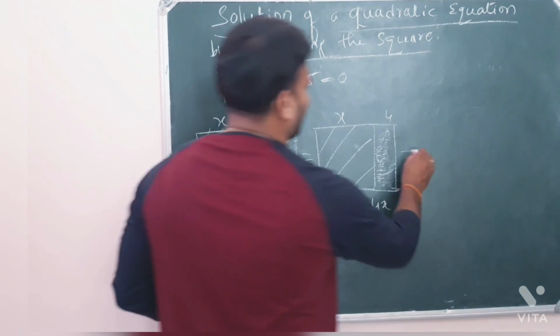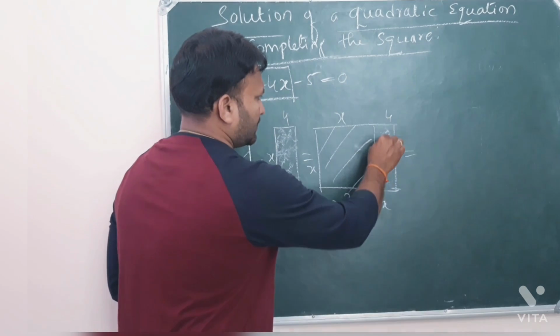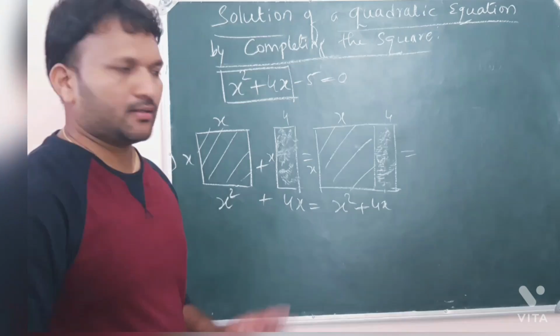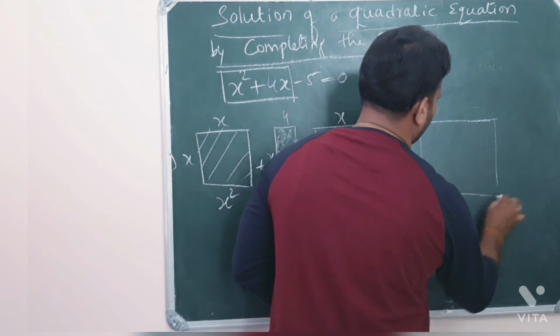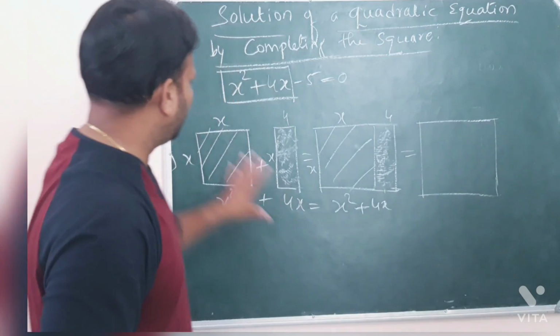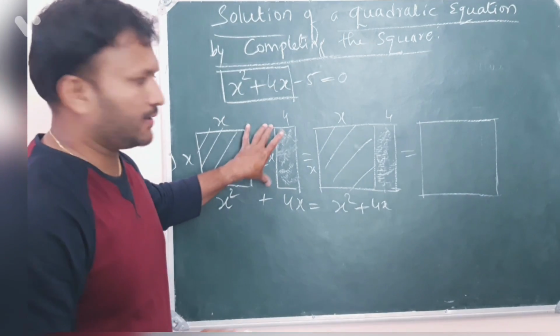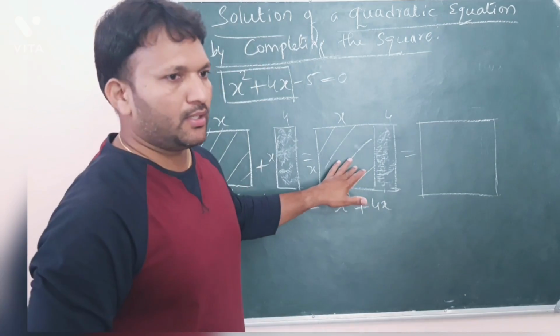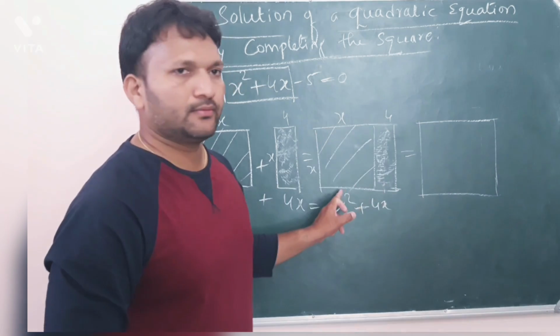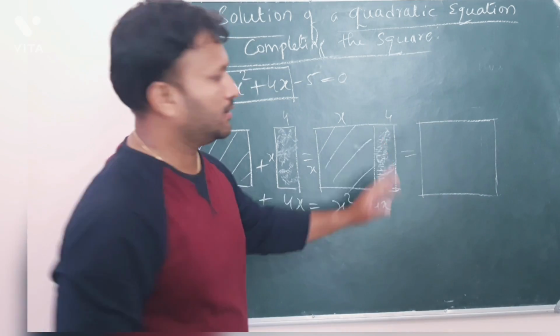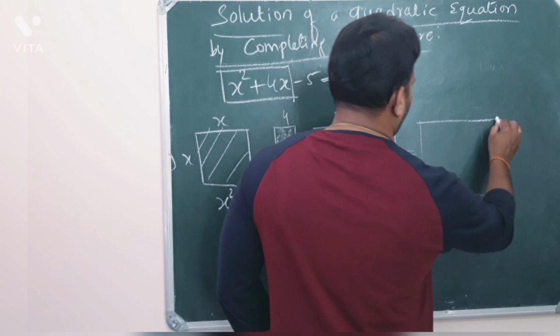Now if I separate it into two parts, because I want to solve this by the completing square method. This was a square, this is a rectangle. If I combine this, it won't be a square now, it is a rectangle again. So I have to make it square again. How can it be done?